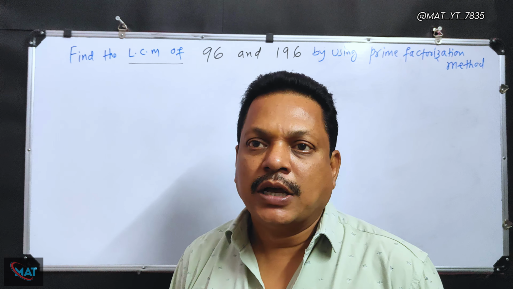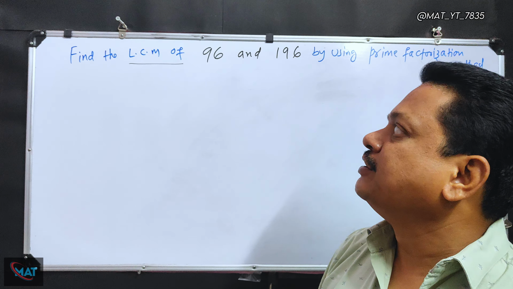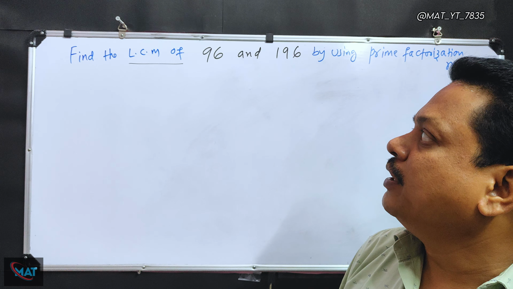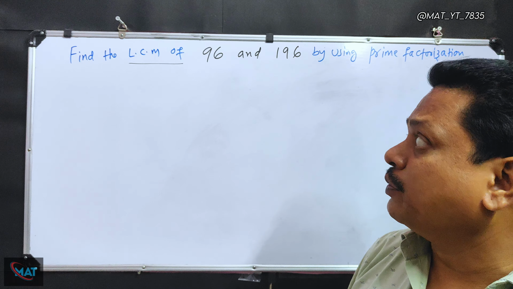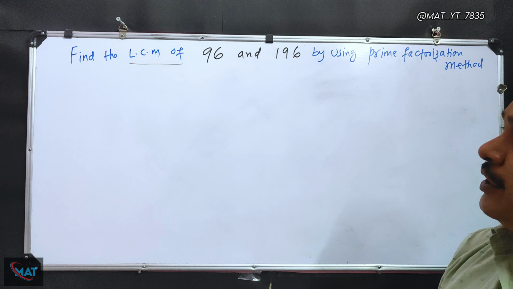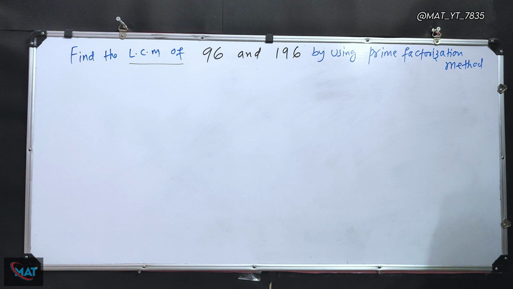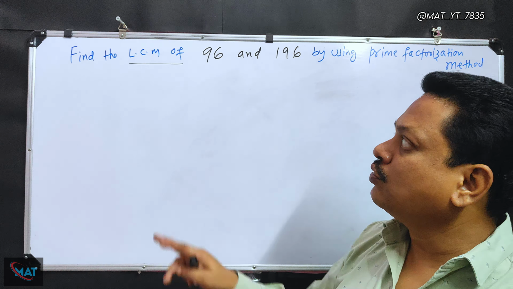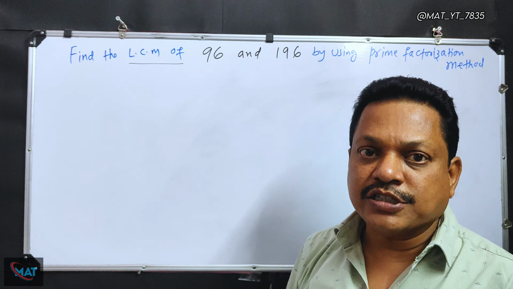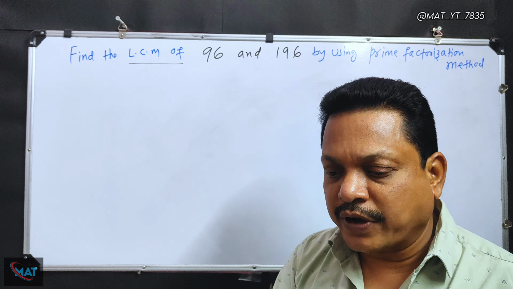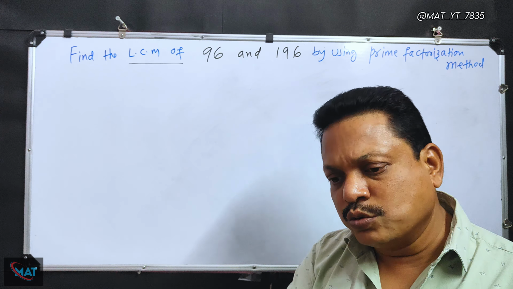Welcome students. Now in this lecture, how to compute LCM, least common multiple of two or more positive integers by using prime factorization method. In the previous video, we discussed how to find GCD, greatest common divisor, or HCF, highest common factor, for two or more.